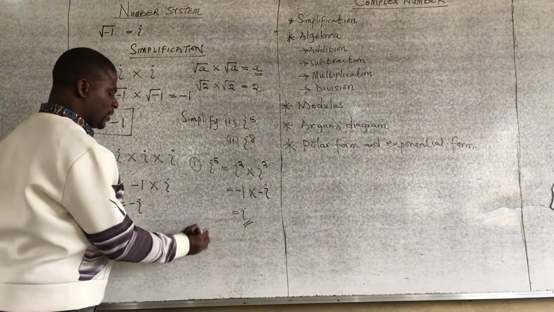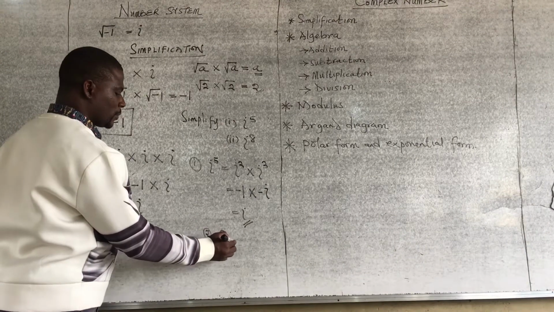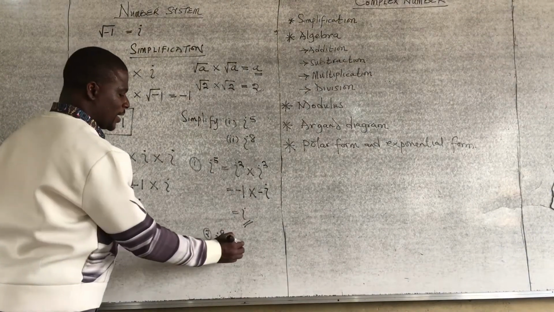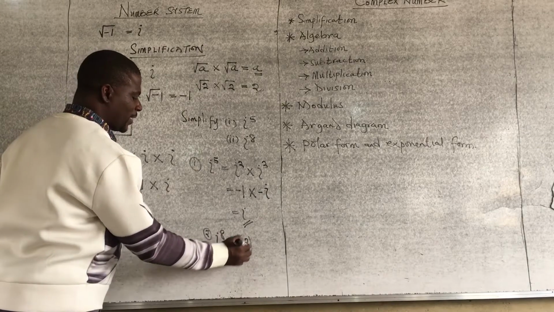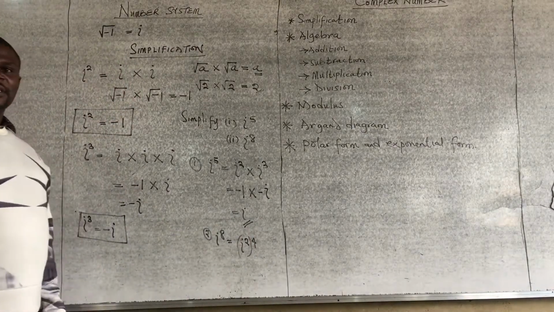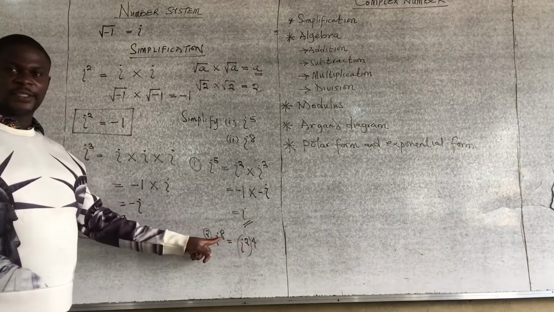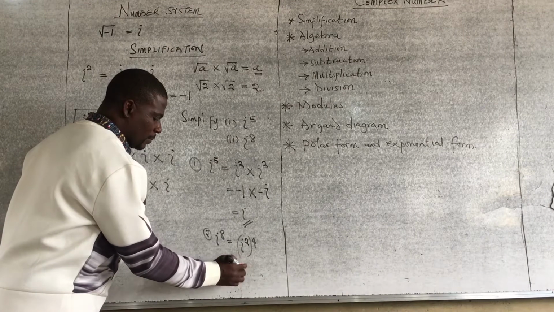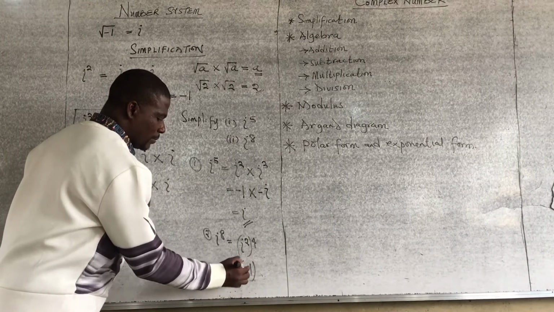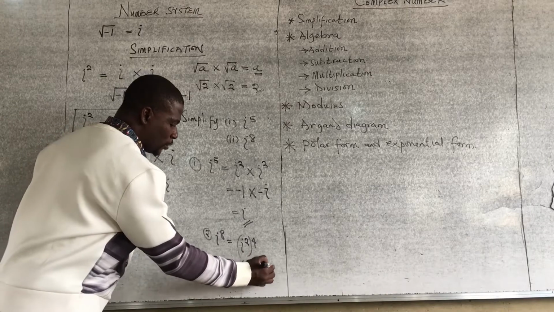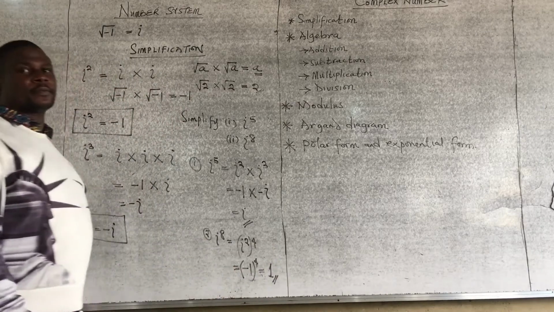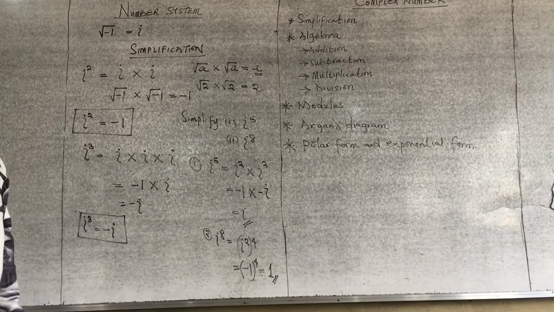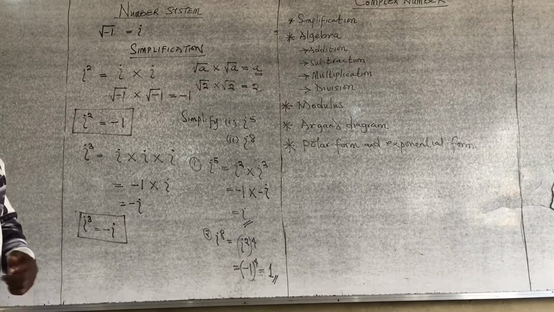Now i^8, which is the second one, you can say (i^2) into bracket 4. That's like saying 2 times 4 will give me 8. So what's i^2? Minus 1. Minus 1 raised to power 4, the answer will be what? 1. Do you get that? So that's how to simplify. Okay, copy that.